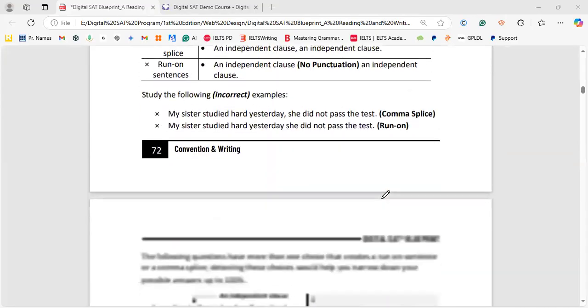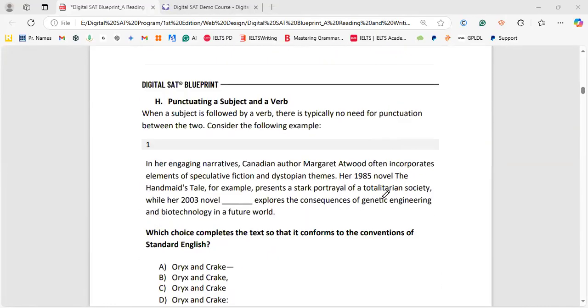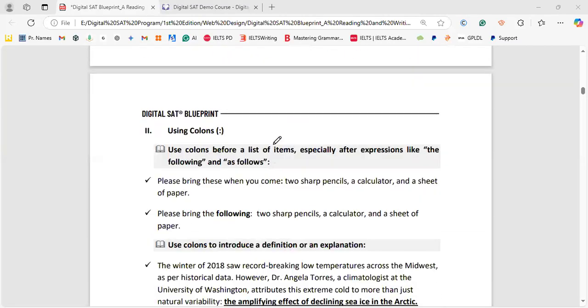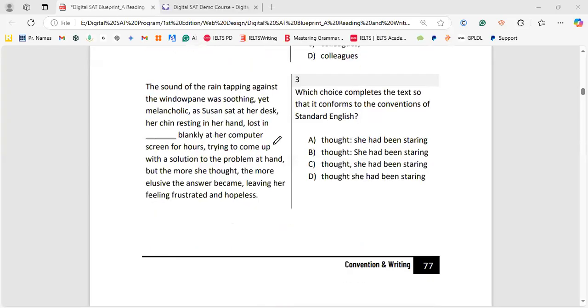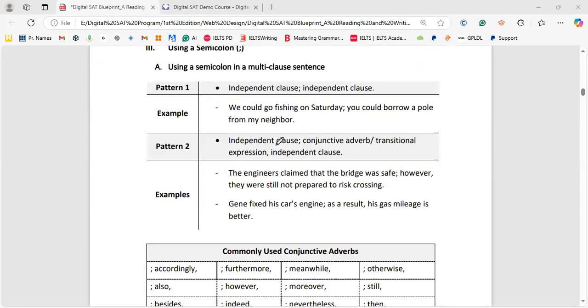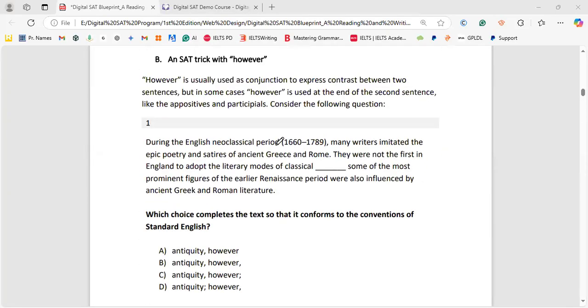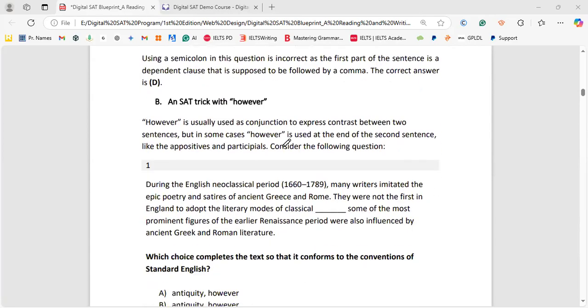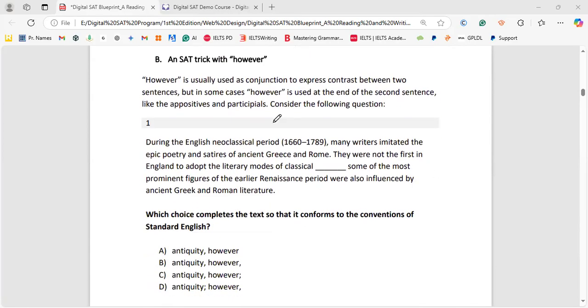I'll skip that part because there's one important thing that I would like to discuss with you guys, which is the SAT trick with however. There's a frequent SAT trick with however and though. Now, I'll give you a minute. Try to answer this question, please. And let's see how to approach this question type.